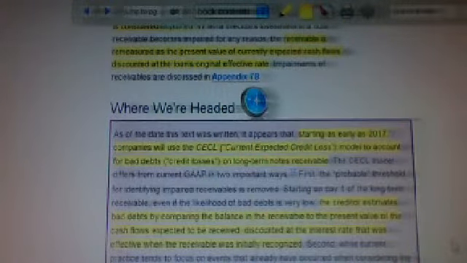Now, a section here next where we're headed, this won't happen till 2017 at the earliest, but it warrants mentioning here: some additional guidance to help companies calculate their current expected credit loss. It's a model to account for these bad debts or credit losses on long-term notes receivable. There's a couple areas down here that I've highlighted that will tell you how to go about calculating the estimate for bad debts on long-term notes receivable.